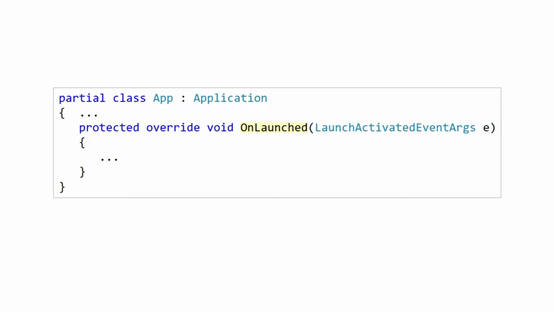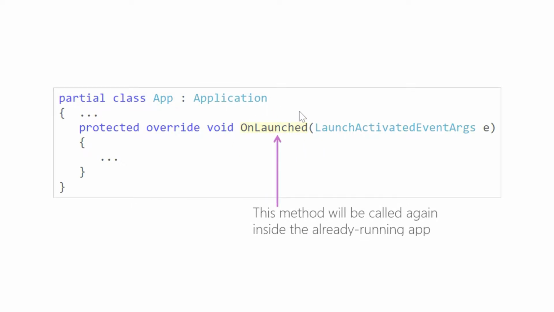Suppose the user launches your application and your onLaunched method runs, of course, and then while your application is still running, they go to the start menu and they tap on your app's tile. You do not get a second instance started. Instead, the onLaunched method runs again inside the already running application.